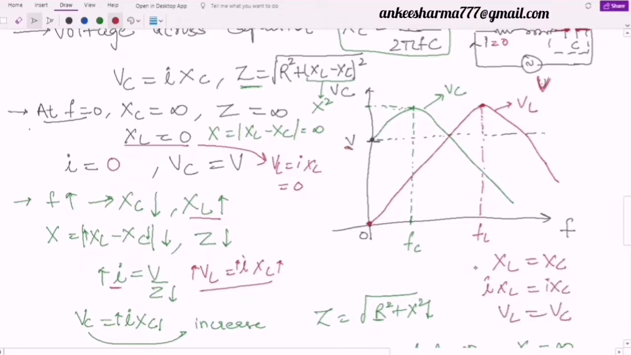So if I look at this graph, this is the point where my VL is equal to VC. Both are equal only at this point and not at any other point. It means if I take this to the frequency line, this frequency must be equal to F naught, which is my resonant frequency. Is it clear to you all now how the voltage across the capacitor or the voltage across the inductor is obtained in terms of this graph?